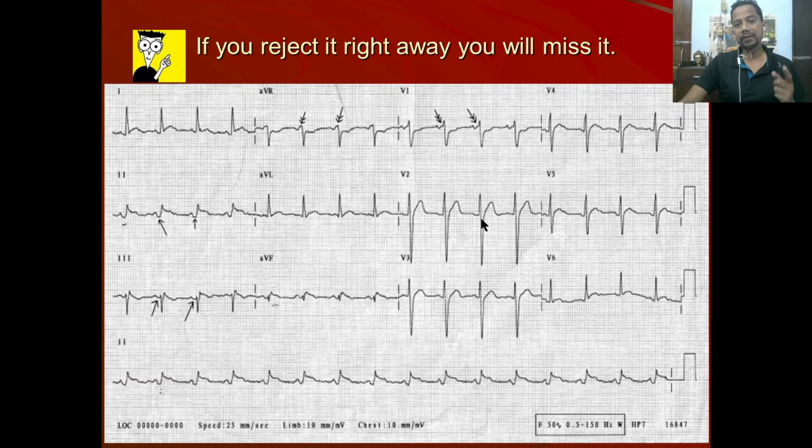In V1 what is happening? There is an ST elevation of the distal limb of the P wave, PT segment. So that is the change. You have to pick up this change. This is atrial MI.